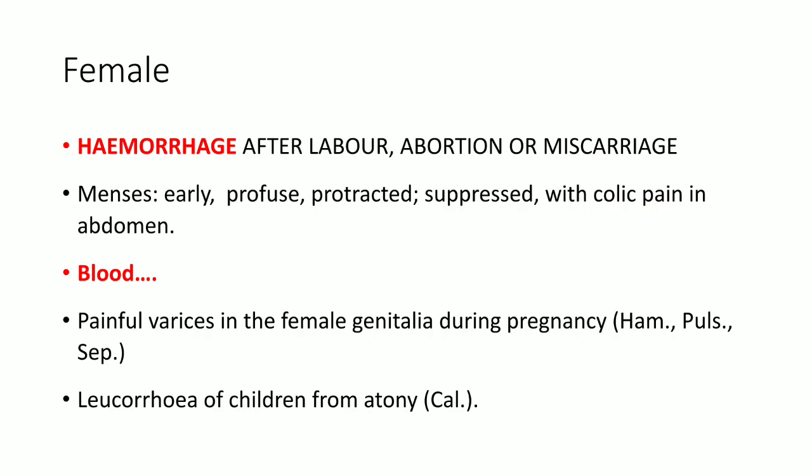Then for females, it is a remedy for hemorrhage after labor, abortion or miscarriage. And here the menses is early, profuse, protracted, or suppressed with colic pain in the abdomen. The nature of the blood is painless, no fever, bright red, fluid and no anxiety. Again, it is given for painful varices in female genitalia during pregnancy, and for leukorrhea of children from atony.